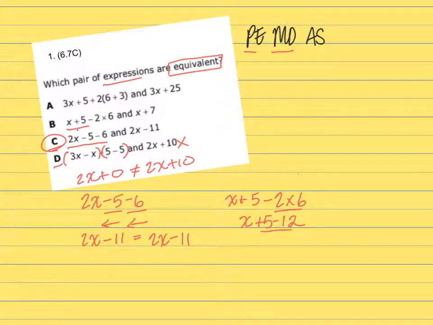And so 5 minus 12, 5 going to the right, 12 going to the left, that means I have a negative 7, x minus 7. And they're asking if that is equal to x plus 7, and that is not equal to x plus 7. So then we can look at the last one. So answer choice B is not a good answer, neither is D.